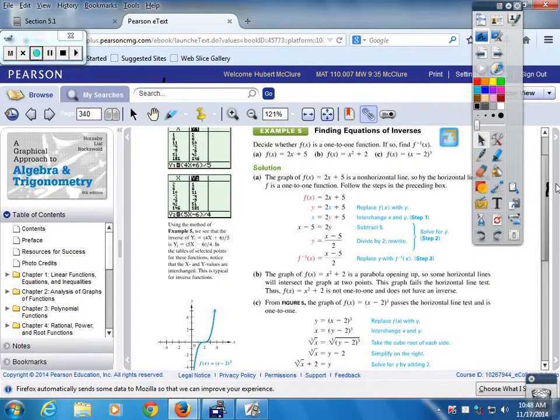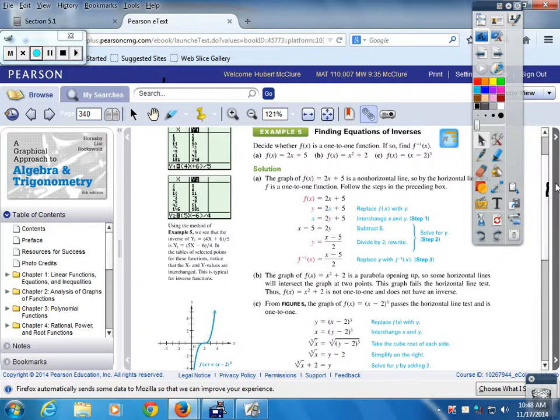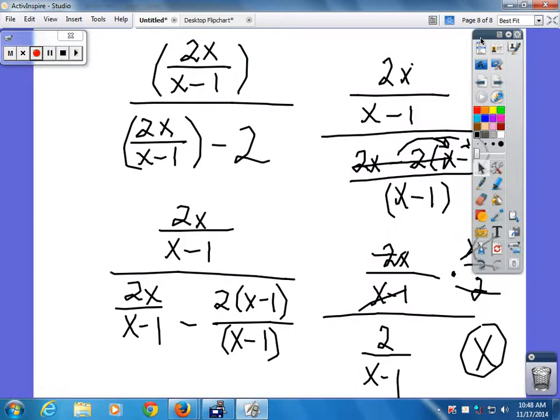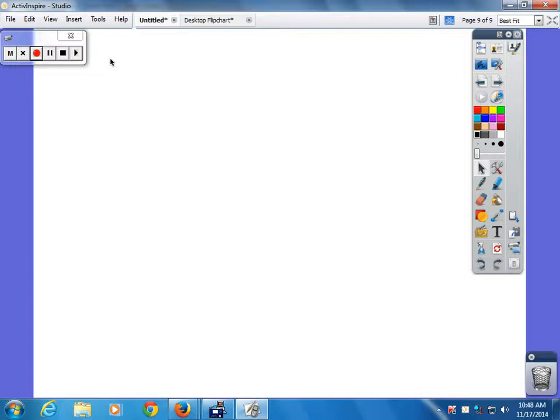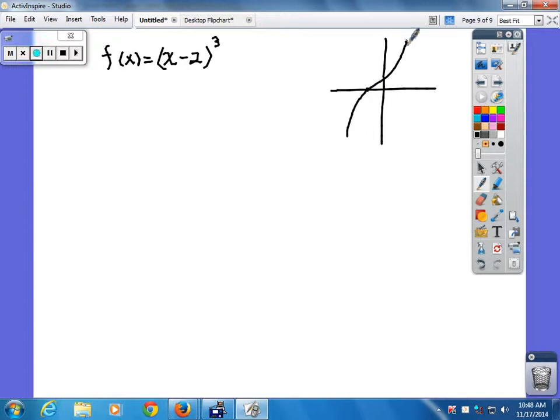Let's do C. F of x is equal to x minus 2 to the third power. All right, somebody tell me what it looks like. It's a squiggly, but it has a horizontal shift of what? 1, 2, so it looks something like that.